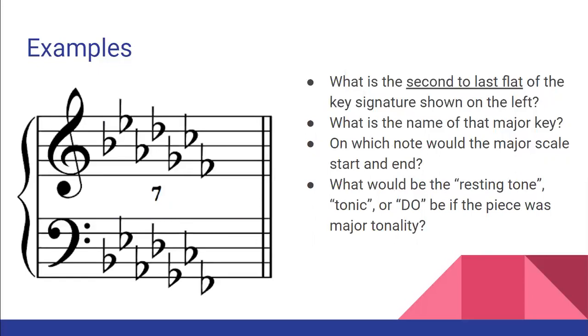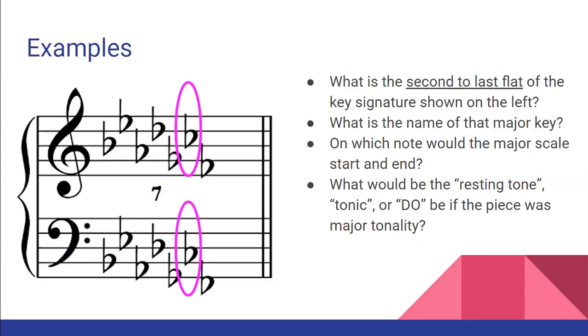This key signature has 7 flats. So what is the second to last flat when you have 7 flats? Well, it's the 6th one. So I'm just going to go back to the order of flats to help me remember. If the flats are B, E, A, D, G, C, F, what was the second to last one? It was C. And since it's flat in the key signature, I have to say that it's C flat.